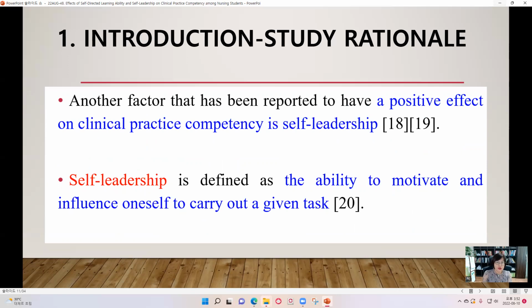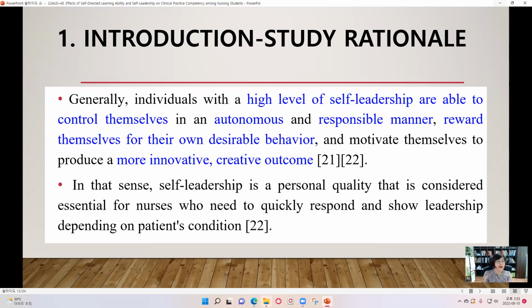Another factor that has been reported to have a positive effect on clinical practice competence is self-leadership. Self-leadership is defined as the ability to motivate and influence oneself to carry out a given task. Generally, individuals with a high level of self-leadership are able to control themselves in an autonomous and responsible manner, reward themselves for their own desirable behavior, and motivate themselves to produce a more innovative and creative outcome. In this sense, self-leadership is a personal quality that is considered essential for nurses who need to quickly respond and show leadership, depending on patients' conditions.